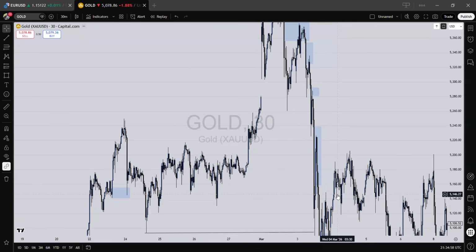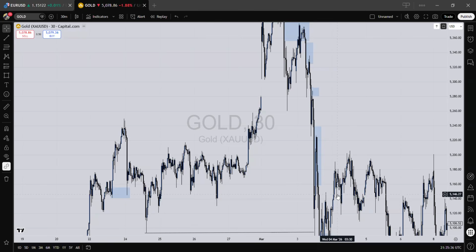Another question: when you have a fair value gap formed before your order block, after an inducement, where do you pick your entry from? Do you use the order block or the fair value gap? I use the fair value gap if the market is in an aggressive condition, that is, if the market is trendy. I use the order block if the market is in a ranging condition.